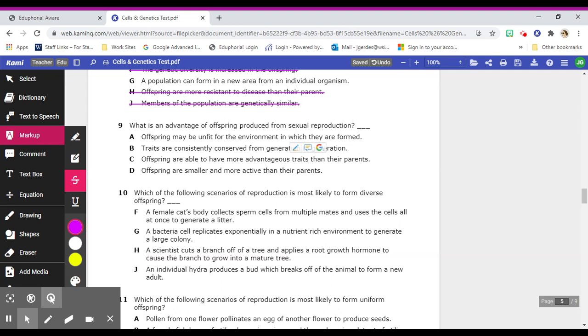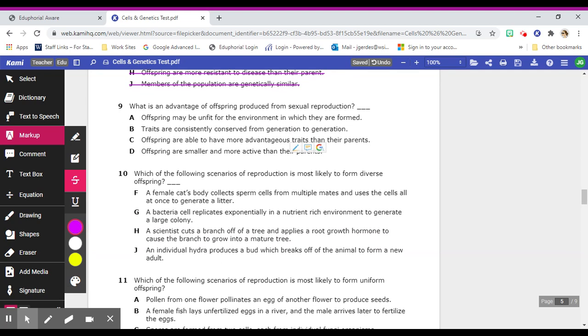Number 9, what is an advantage of offspring produced from sexual reproduction? So what is an advantage? I'm going to highlight advantage of sexual reproduction. So it's going to be kind of the opposite of the question before. And again, you had your thinking map, or you can use that.